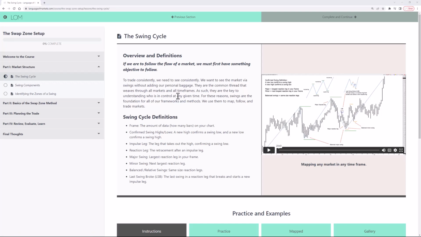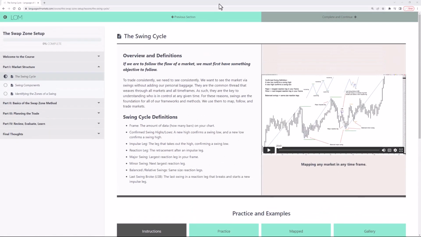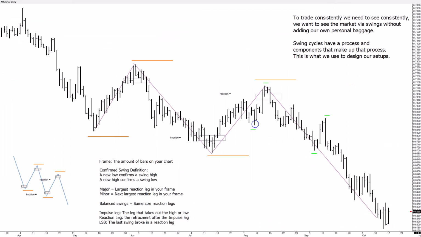These swings are the common thread that weaves through all markets and time frames. They're the key to understanding who's in control at any given time. They're the foundation of all of our methods. We use them to map, follow, and then trade. So I put all of these definitions over here in this chart for us to work with. Let's talk about them, and let's keep it really simple. Let me just draw it out.